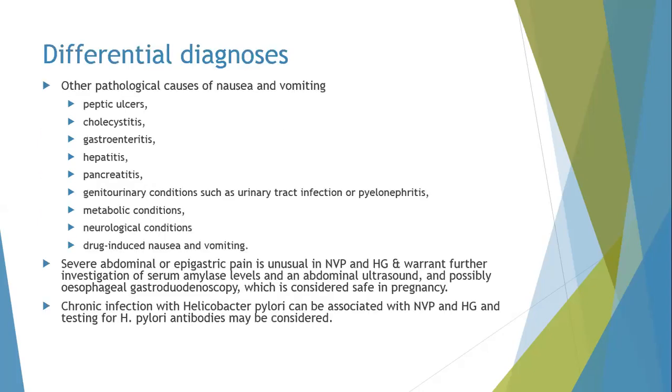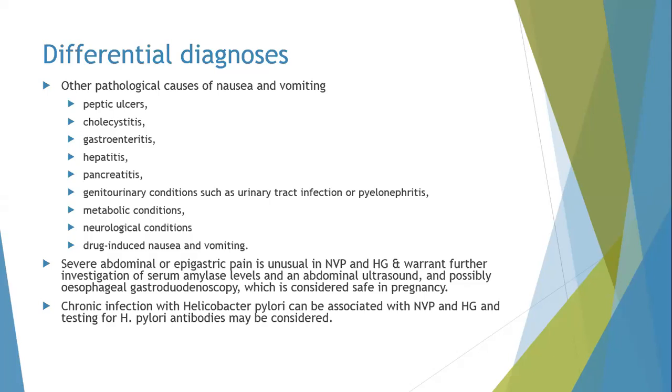Differential diagnosis. All other causes of nausea and vomiting, like peptic ulcer, cholecystitis, gastroenteritis, hepatitis, pancreatitis, genitourinary, like urinary tract infection or pyelonephritis, metabolic condition, neurological condition, drug-induced, any other cause of nausea and vomiting should be excluded before diagnosing this as nausea and vomiting of pregnancy.